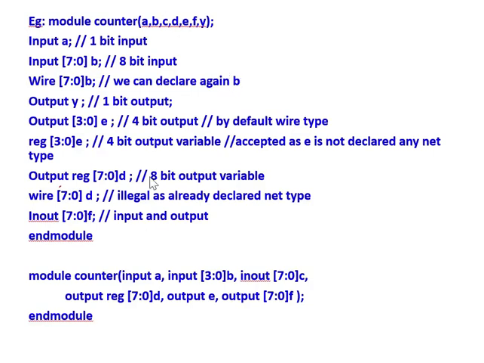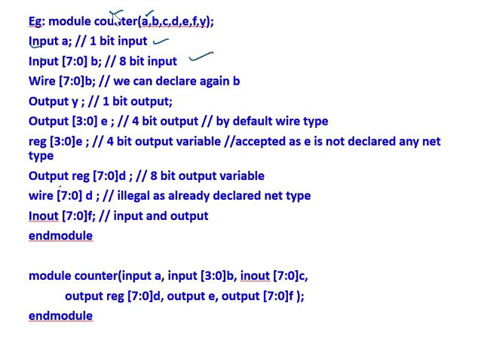This is one example. This is the module name. I have given counter, you can give any name. Then I have taken the ports A, B, C, D, E, F, Y. If I write input A, this is a 1-bit input. If I write input [7:0] B, then it is an 8-bit input, because this is my input.